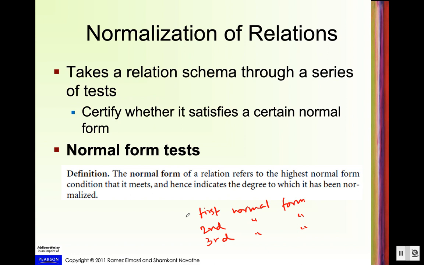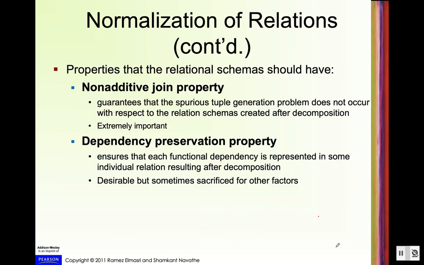We are going to ensure that the relational schema must maintain those properties. So the first property is the non-additive join property. This property guarantees that the spurious tuple generation problem will not occur with respect to the relational schema after the decomposition or normalization. So the spurious tuple generation problem is extremely severe, and in any case we do not want to generate any kind of spurious tuple, because that can create severe damage in our application.